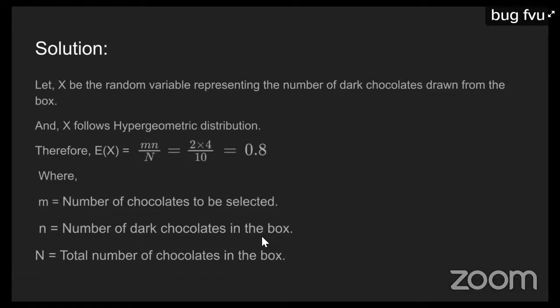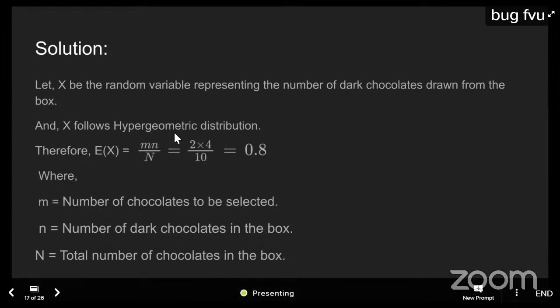If the question was for white chocolates, then instead of 4, we'll be multiplying it with 6, correct? Yeah. Then in that case, you are interested in white chocolates, right? So the number of white chocolates in the box would be 6. So 2 into 6 upon 10, right? Yeah. Thank you.